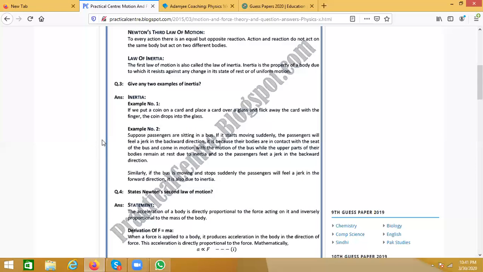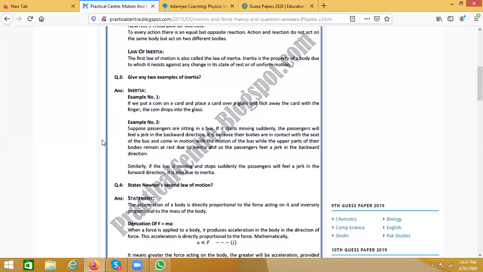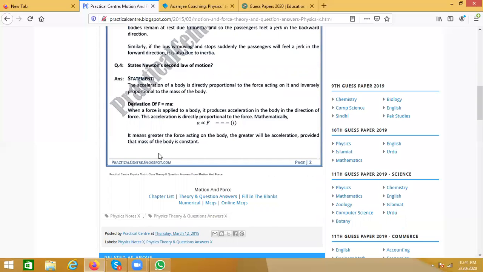Basically, inertia is related to Newton's first law of motion, right? So if there is an MCQ question that comes in your exam, many times I've seen they ask which law of motion inertia is related to, right? The answer is the first law. There are options given, of course, so you have to select that one option. So Newton's first law is related to inertia, right? The law of inertia is Newton's first law of motion.